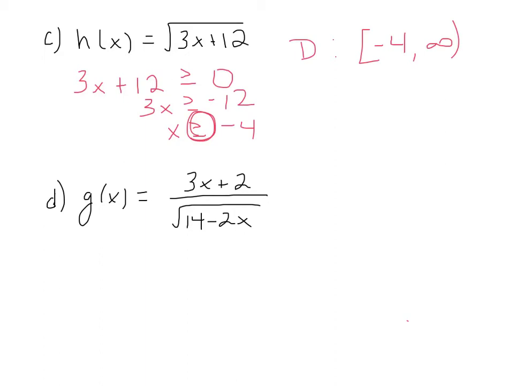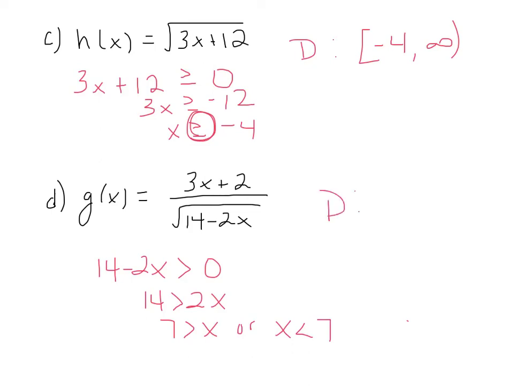Okay, so let's look at D. Again, this time we've got a combination. Not only do we have a quotient, a fraction, but there's also a radical in the denominator. Normally with a radical we would say greater than or equal to 0, as we did in C. But here, we cannot let that denominator equal 0. So instead of saying 14 minus 2x is greater than or equal to 0, I have to say that it strictly has to be greater than, because I cannot allow that 0 in the denominator of that fraction. So when we solve, I have 7 is greater than x, or I could rewrite that and say that x is less than 7. So what's my domain going to look like? X is less than 7 means I'm going from negative infinity all the way up to 7. And since there's no equality there, the 7 is not included, so I have to use a parenthesis.